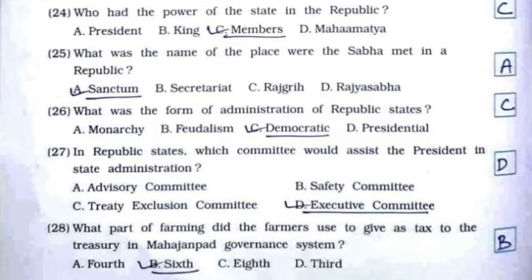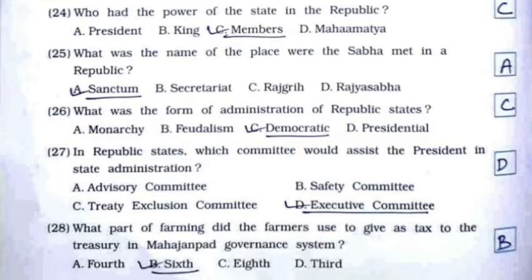25, what was the name of the place where the Sabha met in a republic? It's option number A, sanctum. 26, what was the form of administration of republic states? It's option number C, democratic. 27, in republic states, which committee would assist the president in state administration? It's option number D, executive committee.